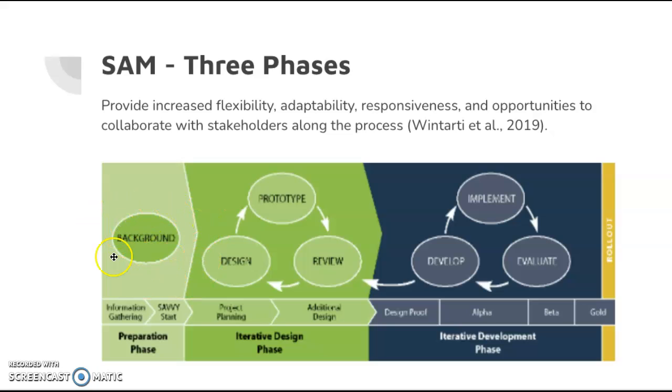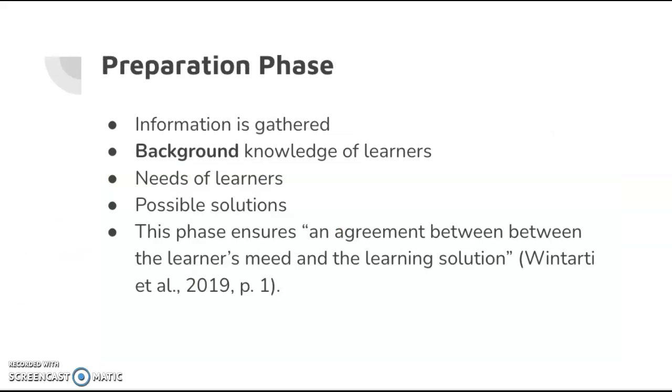So we can see here, I'm going to first talk about the background phase, but the SAM model is meant to increase flexibility, adaptability, and responsiveness, and it's an opportunity to collaborate with stakeholders along the process. If we look at the preparation phase, it's an information gathering phase, knowing the background and knowledge of our learners, knowing the needs of our learners, and talking about the possible solutions. This is a time to have an agreement between the learner's needs and the learning solution. That's the preparation phase. So let's go on.